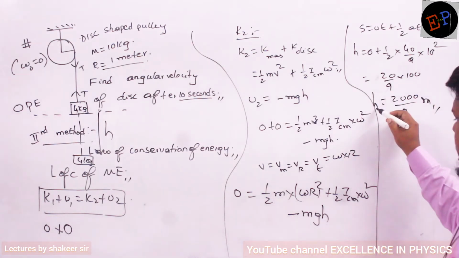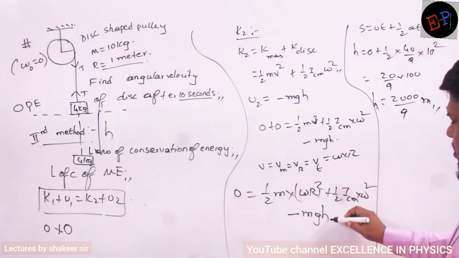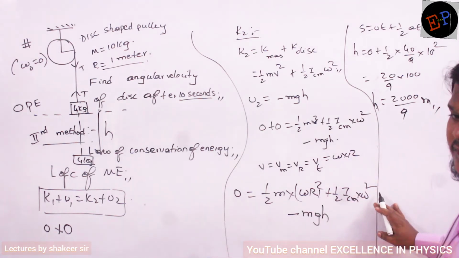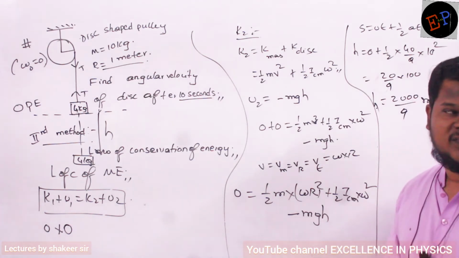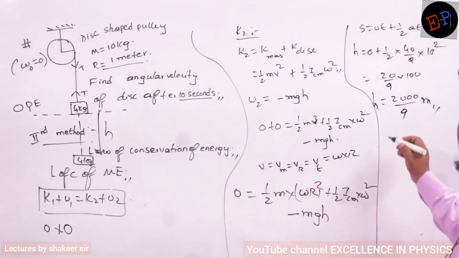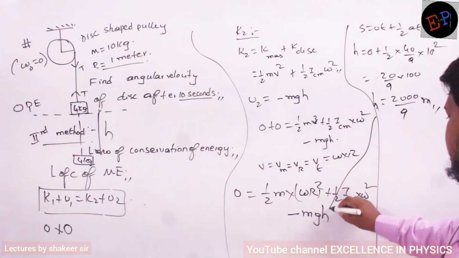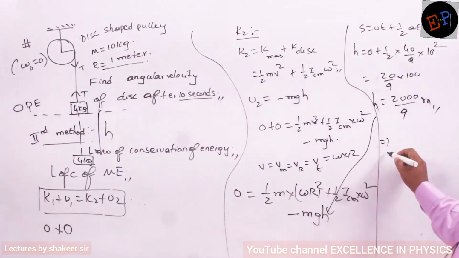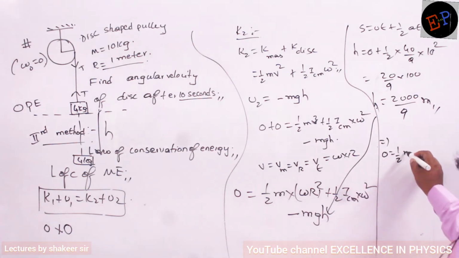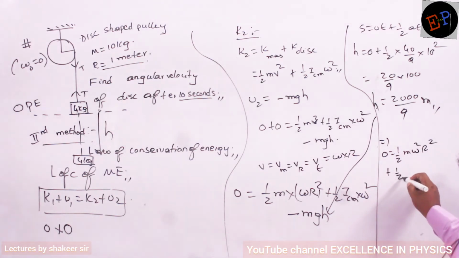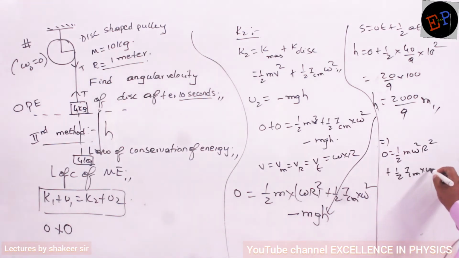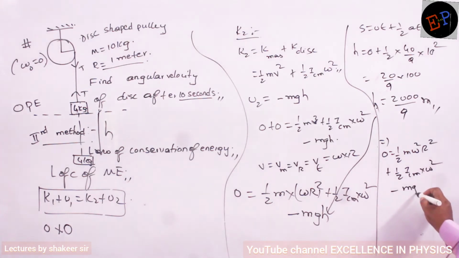Okay. So take this height and substitute here, then omega is the only unknown quantity, no? Calculate omega, that is my required answer. Is it clear? That's it. So therefore substituting here, what will I get? 0 is equal to half into m into omega square r square plus half I center of mass into omega square minus mg into h.